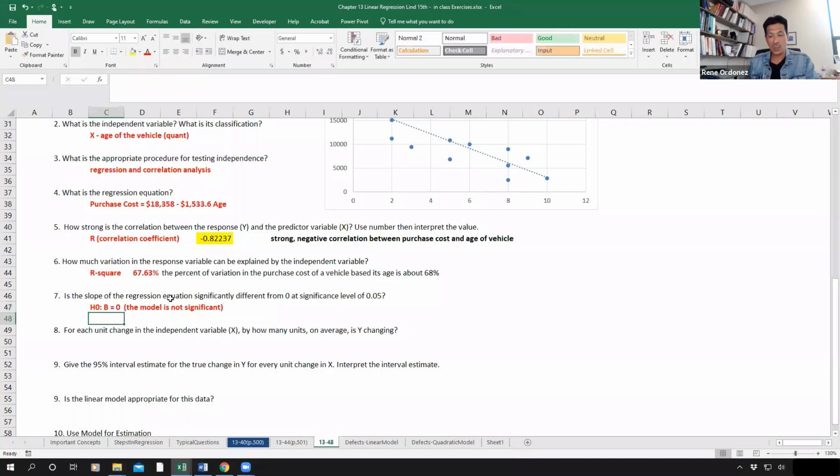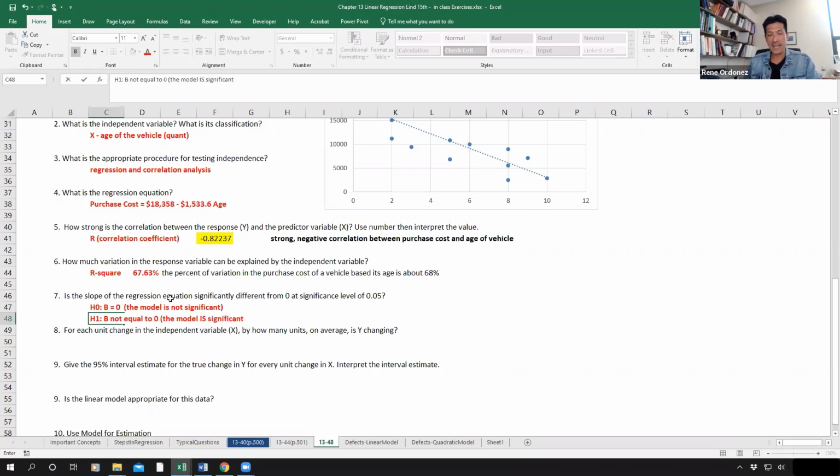Or alternately, H1, the slope is, let's see, what can I use here? This and this, not equal to, okay? Or you can simply say not equal to, probably less confusing, 0. And when H1 is true, the translation of that is that the model is significant.